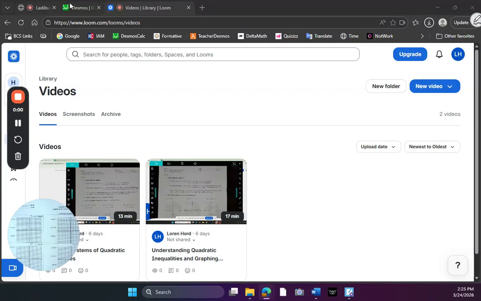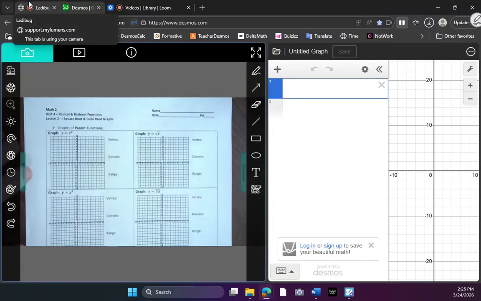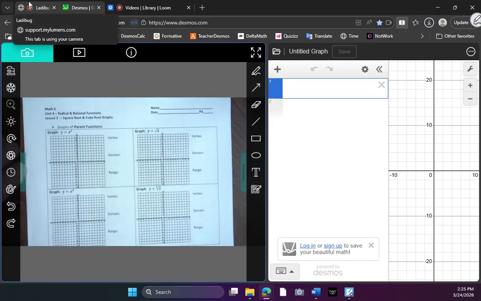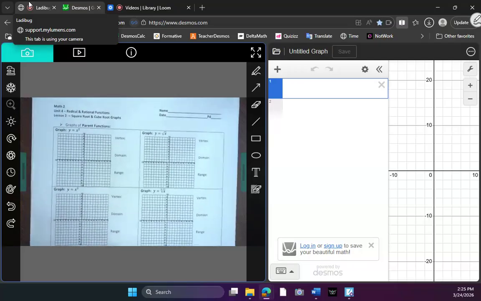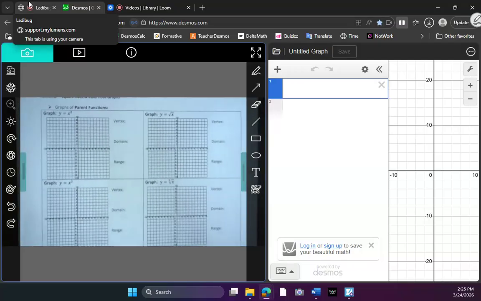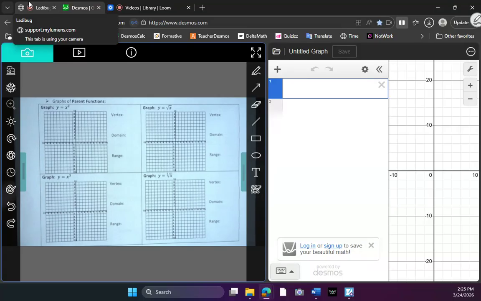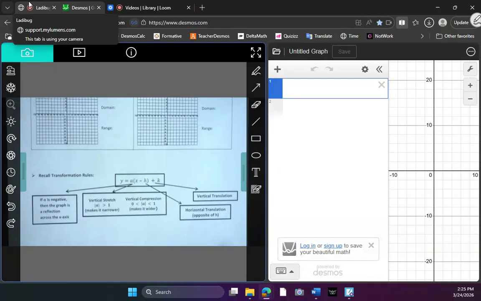All right, guys. I want to help you today with Unit 4, Lesson 2, Square Root and Cube Root Graphs. I actually want to kind of start at the bottom of this page. This is going to work with the transformations the same way that it did in Unit 1 with your geometry graphs and in Unit 2 with your quadratic graphs.